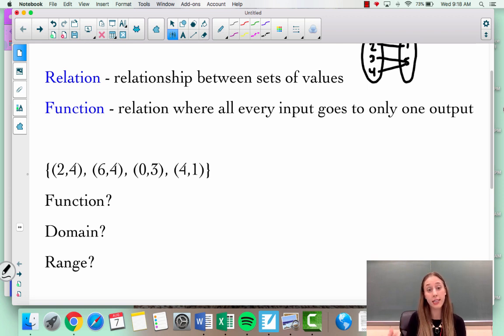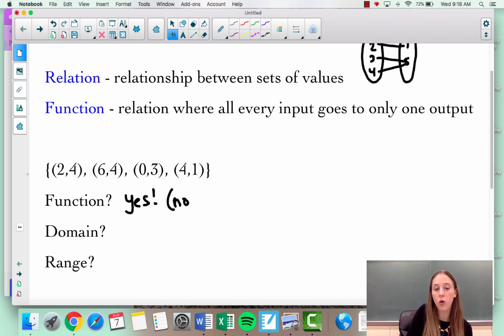So in order to determine is it a function, we have to look at all of the numbers and see if every x value goes to only one y value. So here we have a 2 that goes to the 4. We don't have any other 2's, so that's a good thing. We have a 6 that goes to 4. That's okay because there's no other 6's. We have a 0 that goes to 3 and a 4 that goes to 1. So notice there are no repeating x's, so automatically that would mean that yes, it is a function. And I can put here no repeat x's.